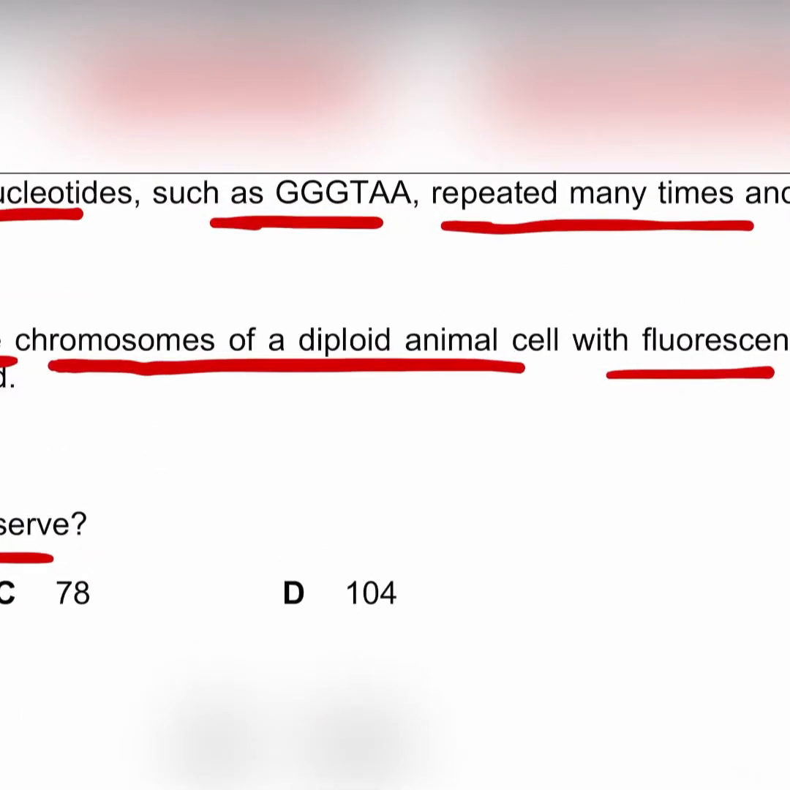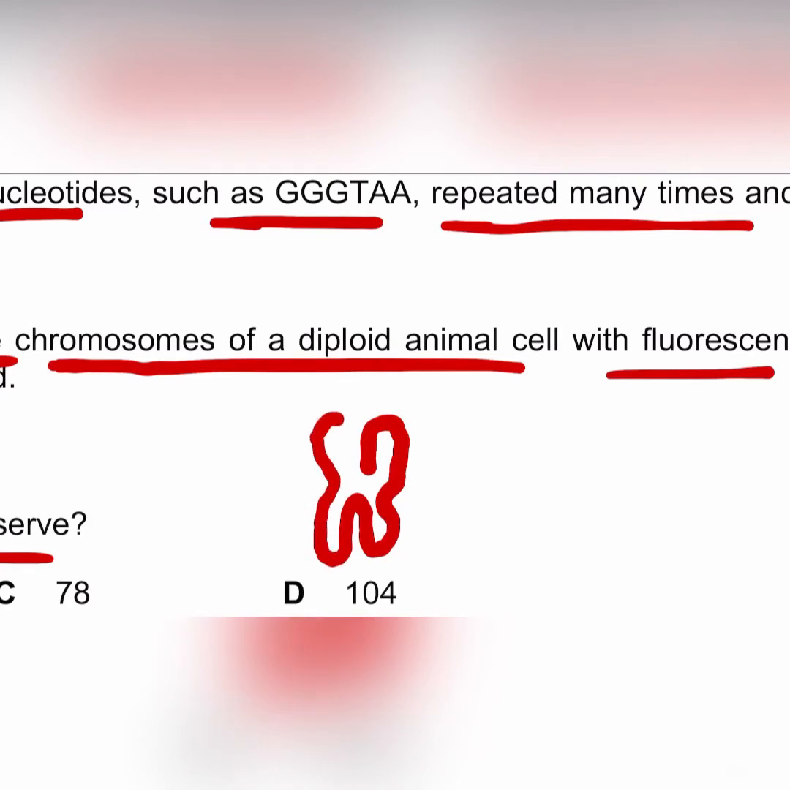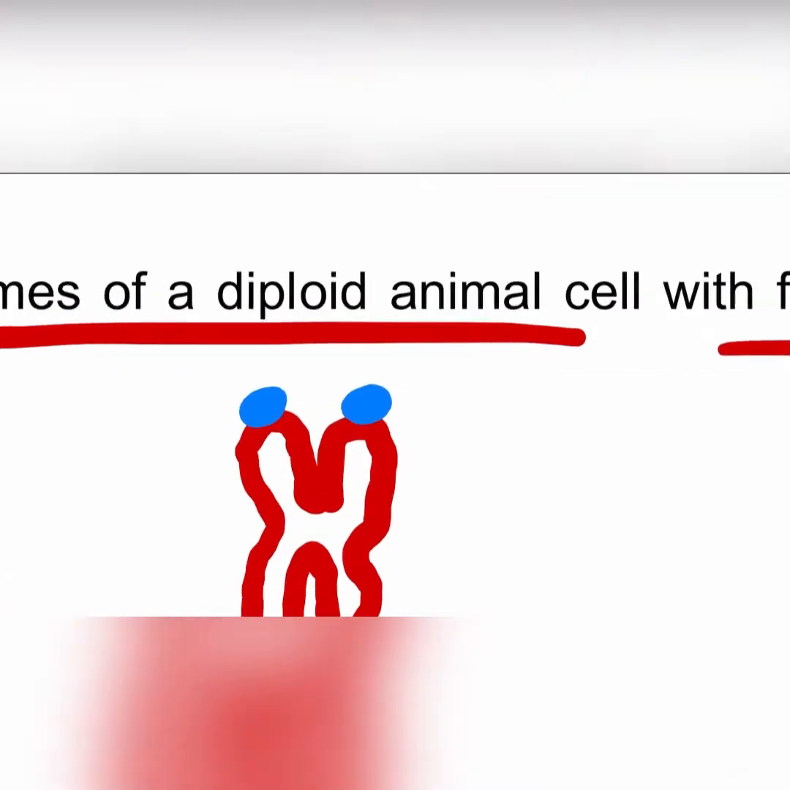During metaphase, a scientist stains the chromosomes of a diploid animal cell with a fluorescent dye to allow the telomeres to be observed. This cell has 26 chromosomes. How many telomeres will the scientist observe? Okay, so they are talking about metaphase. In metaphase, each chromosome has how many chromatids? Yes, guys, 2 chromatids. So each chromosome will have how many telomeres? 4 telomeres, right? Because at the end of the chromatid, we find a telomere.